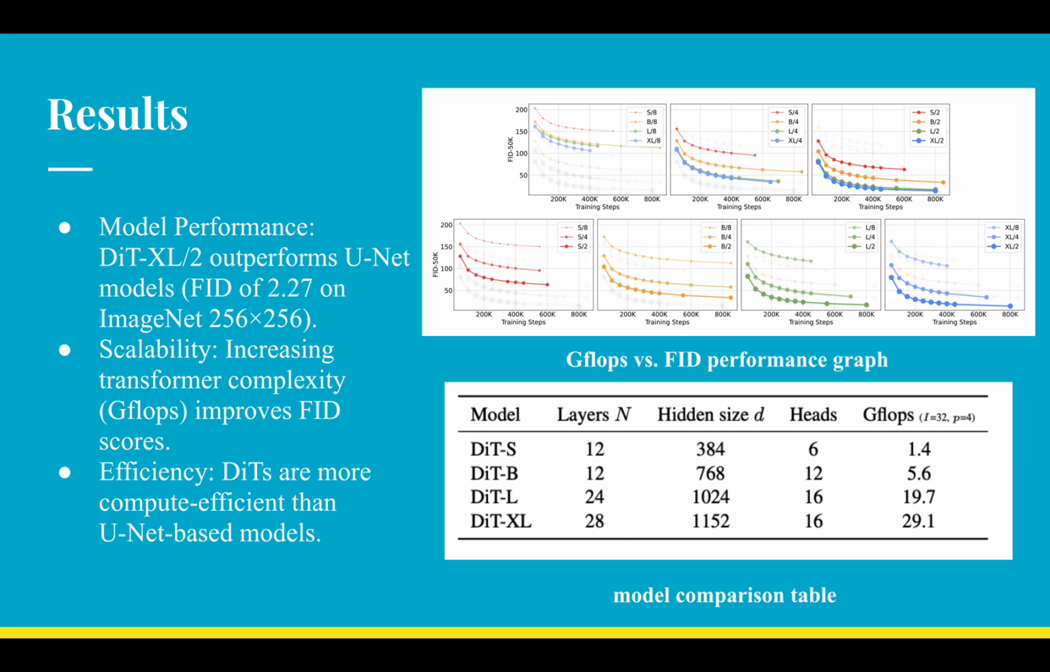So we can see the larger models like DiT-L and DiT-XL require more computational resources, but they deliver superior performance in generating high-quality images, especially when trained for a larger number of steps. This underscores the scalability of the DiT architecture. The more compute you have, the better performance you have.